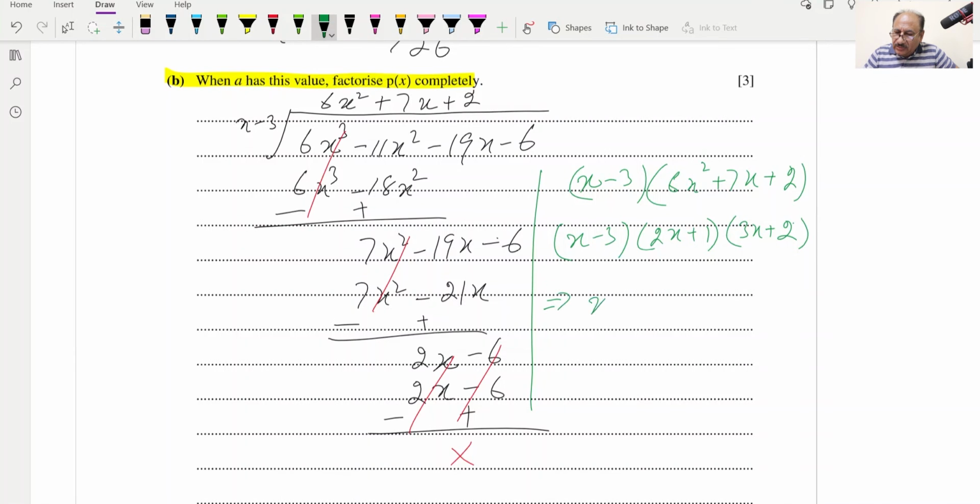So basically for this part, this is the solution. When a has this value, factorize p of x completely, which we have factorized, and these are the factors. We are done with this part.